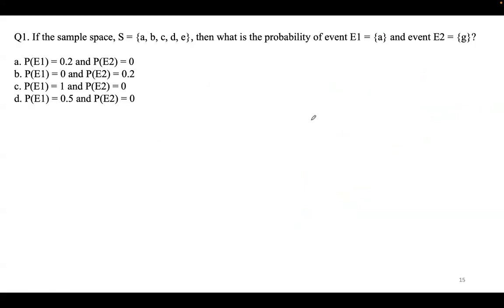All right. It'll be good if you solve it along with me. The sample space is A, B, C, D, E. What is the probability of the first event, event A described as A, and the second event is the element G? Answer A, right? So this is 1 by 5, which is 0.2, and G is not in your sample space, so that can never happen. So option A.